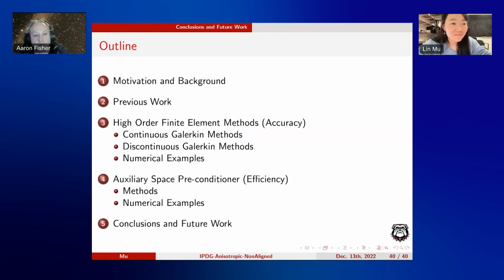There's a nice paper by Hughes and others that talks about conservation in CG methods for the diffusion problem, so you should check that out. Yes, I will. Thank you. All right, thanks.